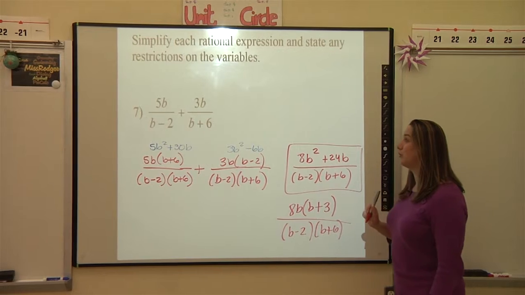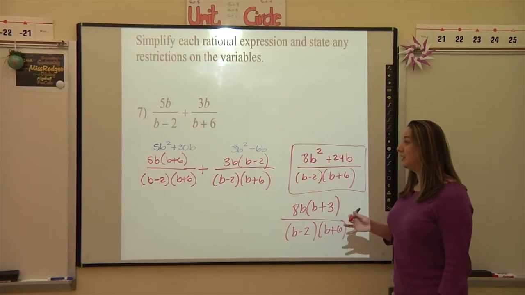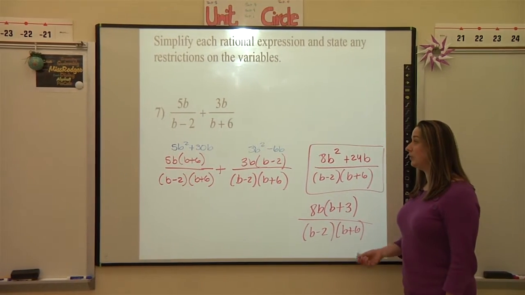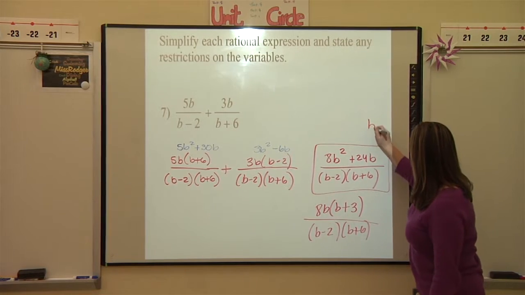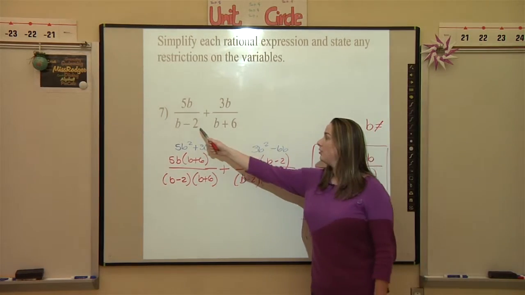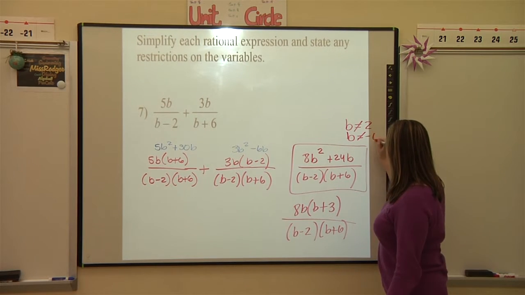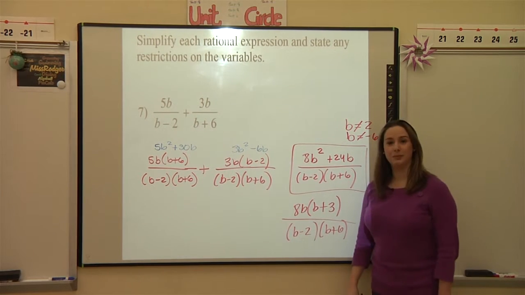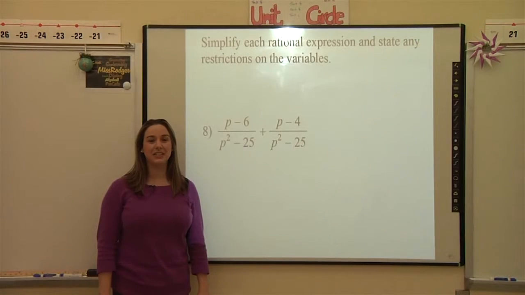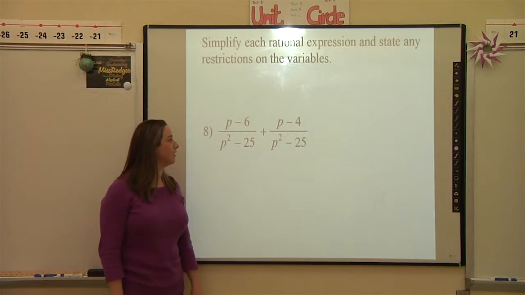Let's think about the restrictions on the variables. And again, this is when the denominator equals 0. So we cannot have b equal 2 and -6 for this problem.